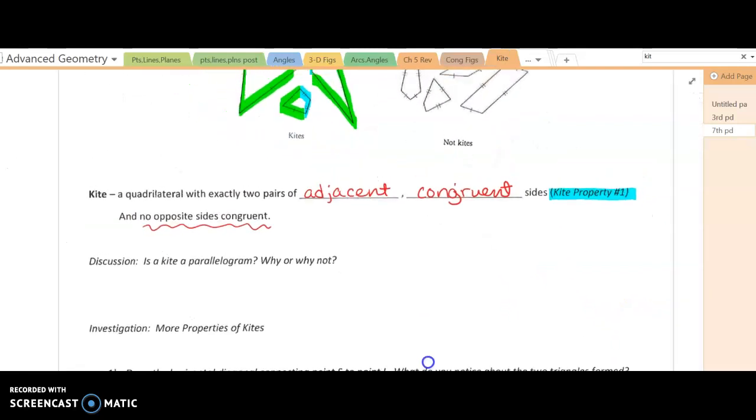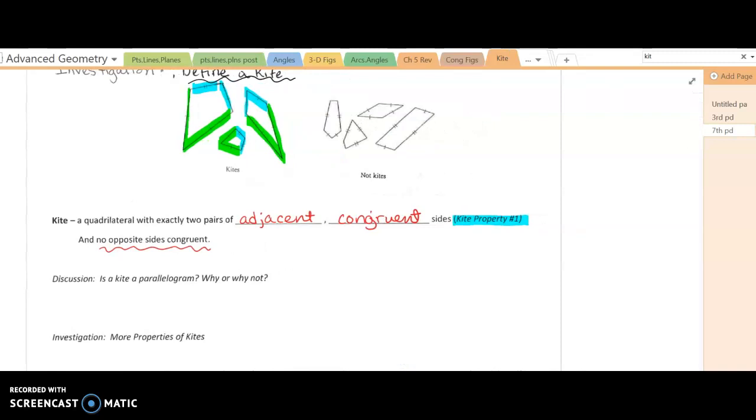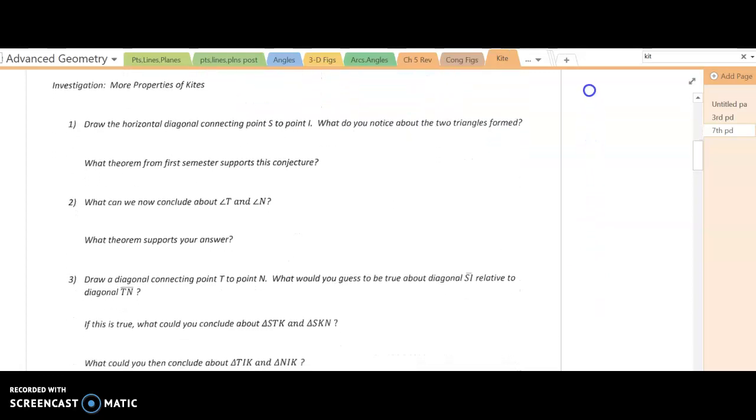Okay, so is a kite a parallelogram? Well, we know parallelograms have opposite sides congruent, so this would be no, because a kite has no opposite sides congruent. Okay, on to our second investigation.